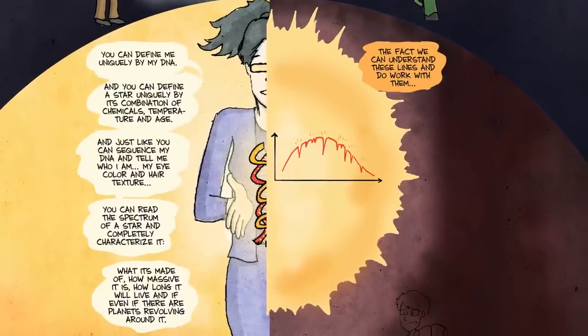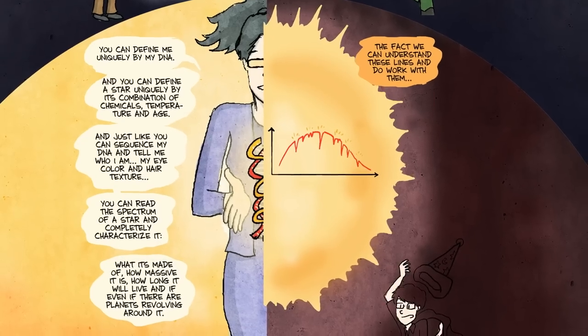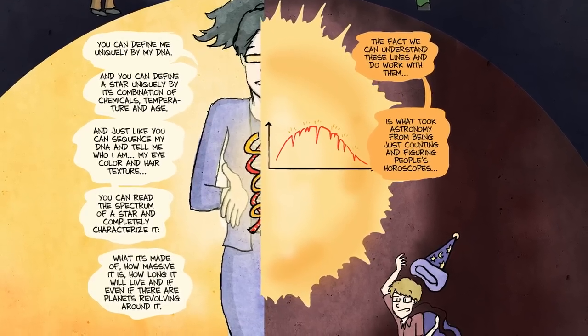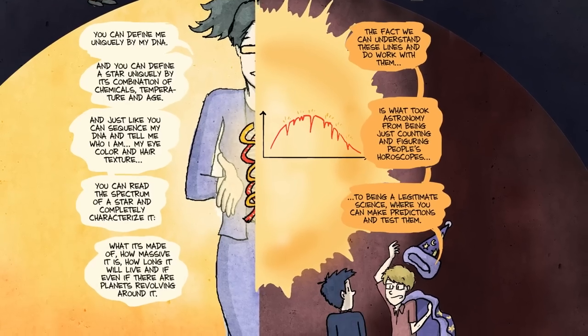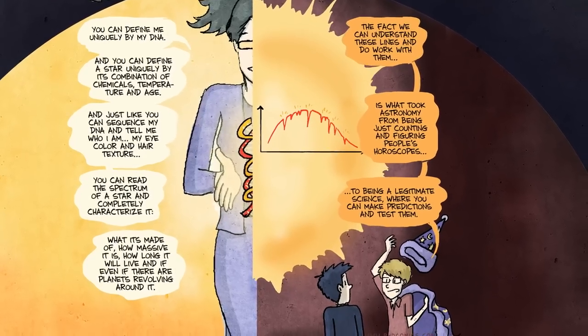The fact that we understand these lines and can do work with them is what took astronomy from being counting and figuring out people's horoscopes into a legitimate science, to where you can make predictions and test them.